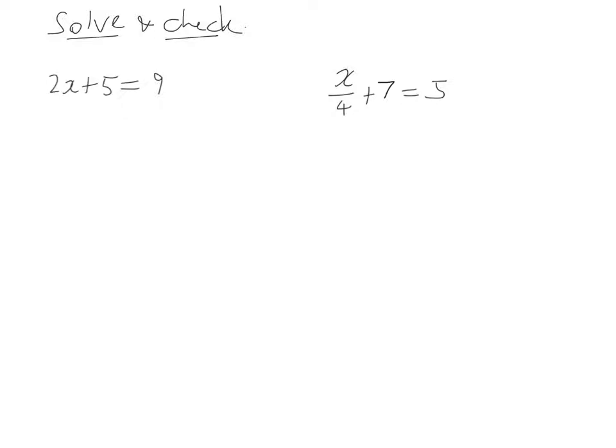Over here on the left, we've got 2x plus 5. So 2 times some number plus 5 equals 9. What we want to do is solve for that number. Likewise over here, we've got some number divided by 4 plus 7 gives us 5.